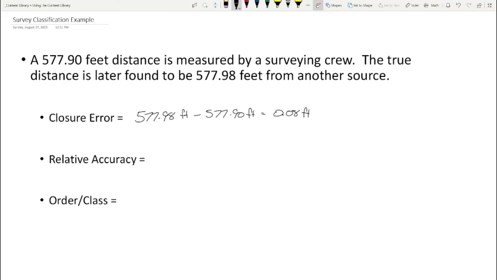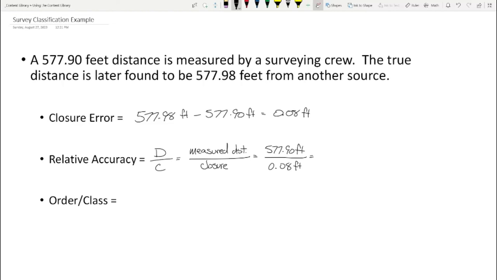Well, our relative accuracy is the relationship, and so here's how I'll do this. I'm going to say D over C, okay? And so this is how we would compute this. Once you compute it and see the numbers, you'll go, oh, okay, that kind of makes sense. So D in this case is our measured distance over our closure, and so we've got 577.9 feet over an error of 0.08 feet.